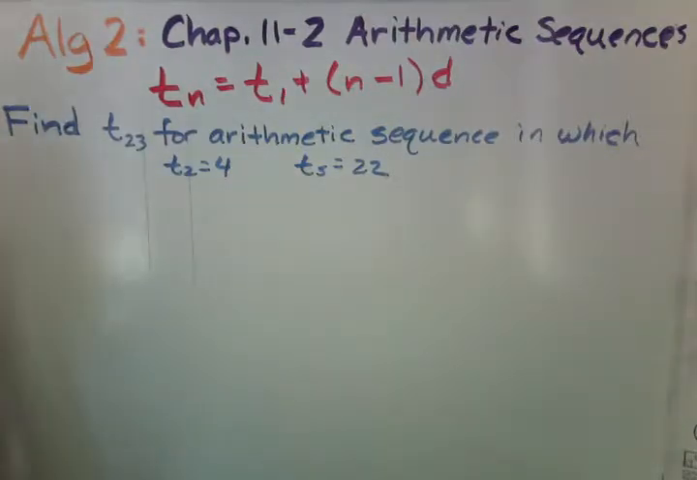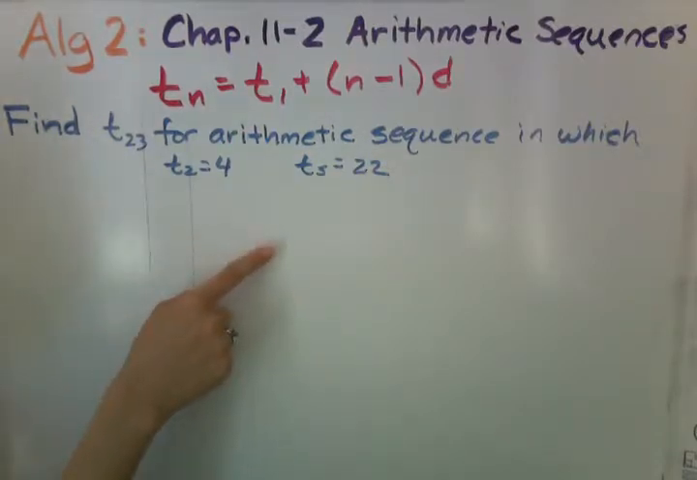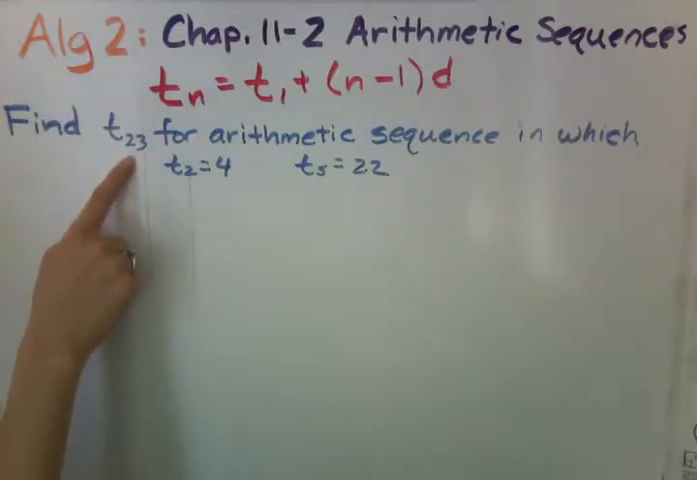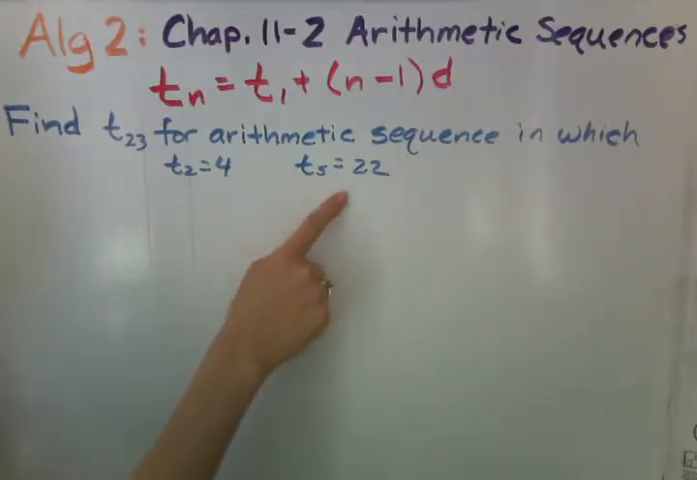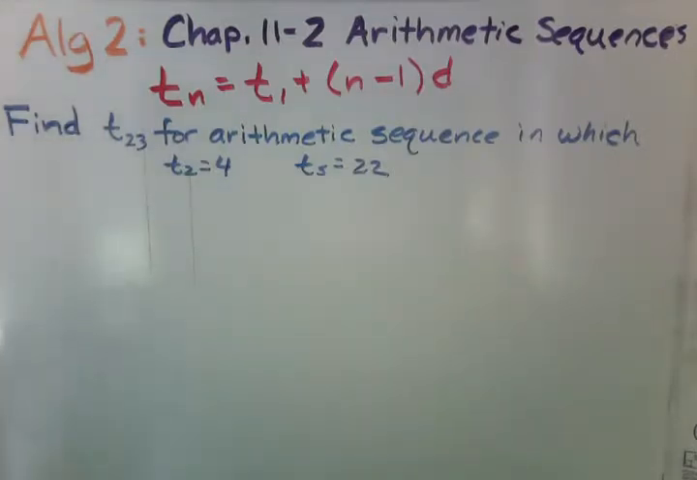This problem gets progressively harder because they don't give you the first term and they don't give you the common difference. And they don't even show you what the series of numbers are. They're asking you to find the 23rd term, and they tell you that the second term is 4 and the fifth term is 22. So how are we going to do this?